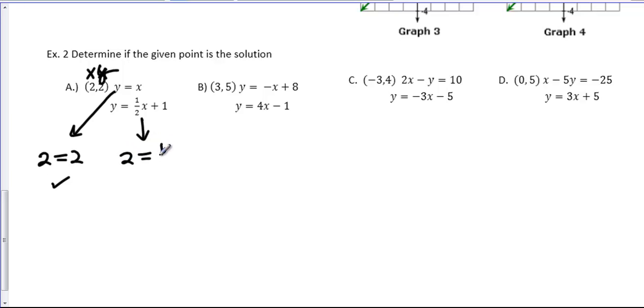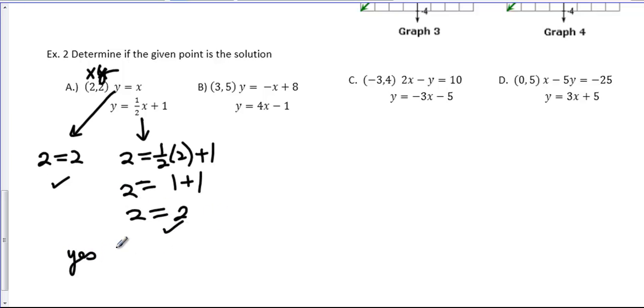2 in for y, 2 in for x. This one requires a little bit of simplifying. Half of 2 is 1. 1 plus 1 is 2. 2 equals 2. That checks. So yes, 2, 2 is the solution, because it works for both.